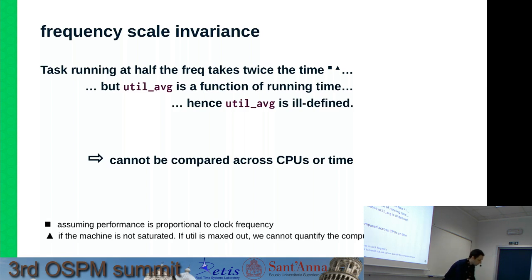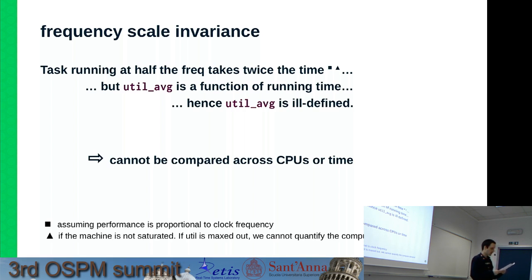So anyway, back to introductory material. Frequency scale invariance is a quality, a property of something. You have something, and this something may or may not be frequency scale invariant. This something is the PELT signals, util_avg and load_avg. Frequency invariance of PELT signals is implemented in software, in the kernel, and the ARM platform has had this property implemented for quite a while now. Let's consider util_avg. A task running at half the frequency takes twice the time to complete its work. But since util_avg is a function of its running time, a task running at half the frequency will also have a larger util_avg because the running time is larger.